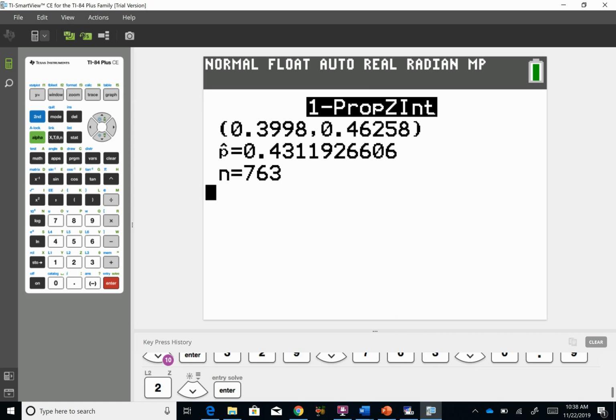It just shortcuts the busy work of the formula. You still have to know when to use this one. You still have to know how to use it. You still have to be able to interpret the answer. It just shortcuts the busy work of the formula for you. That's all it does.